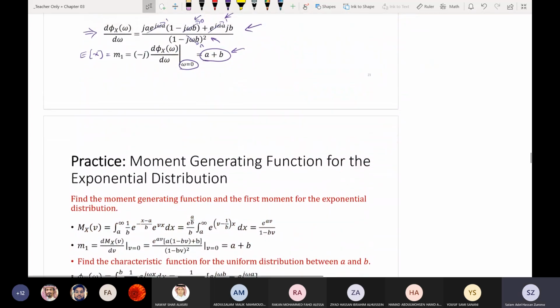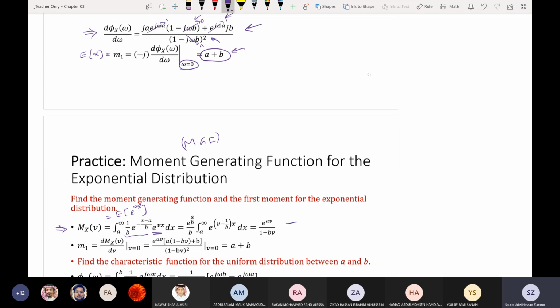Now, if we look at it from the moment generating function, MGF, which is the Laplace transform, we repeat the same exercise. So we find M x of v, which is by definition the expected value of e to v x. So basically, next to the PDF, you write e to v x, the expected value, and this is the PDF.